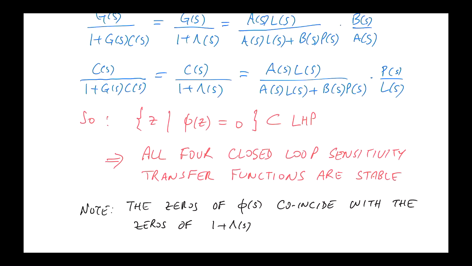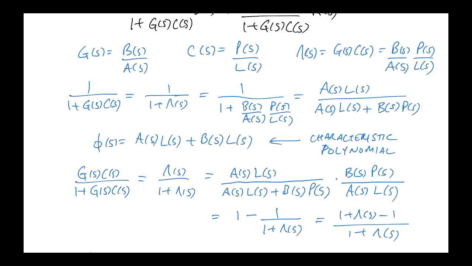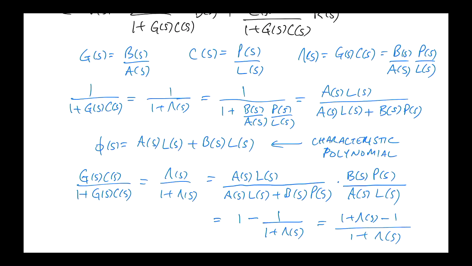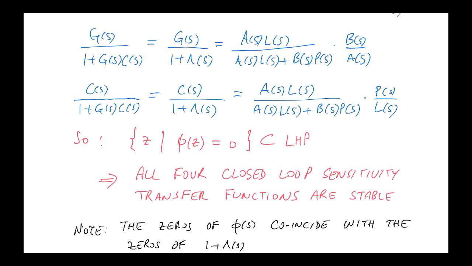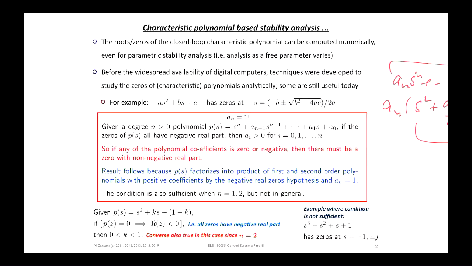All right, and it's also worth noting that the zeros of the characteristic polynomial coincide with the zeros of 1 plus lambda. Okay, if you look at 1 plus lambda, that's this guy here. So if we take these up here and add it to there, we're getting the characteristic polynomial, and clearly the zeros of this will coincide with the zeros of this. So that's why we're interested in studying the zeros of polynomials, which is what we started looking at right at the end of the lecture yesterday.